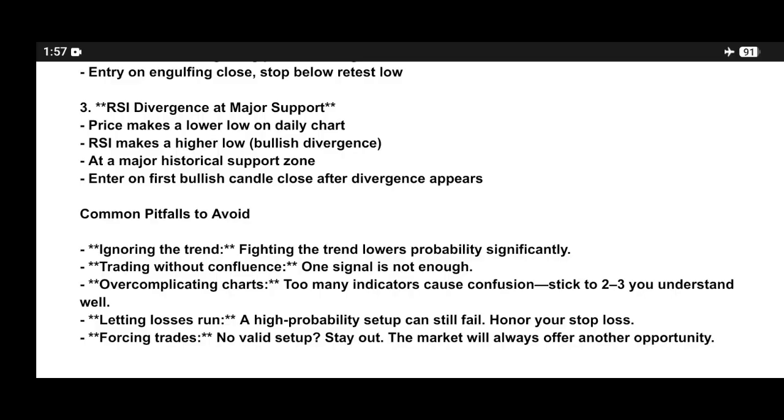The other one is trading without confluence. One signal is not enough. Also, overcomplicating charts. Too many indicators cause confusion. Stick to 2 or 3 you understand very well.